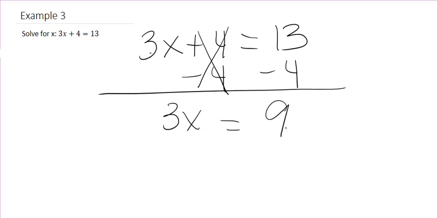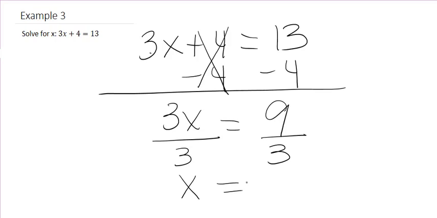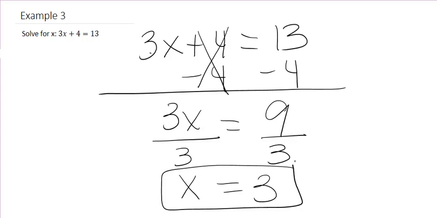So 3x is a multiplication. To undo multiplication, we divide. So we will divide by 3 on both sides. So now we are left with x on one side, and 9 divided by 3 is 3. This is our solution. So let's look at another example.